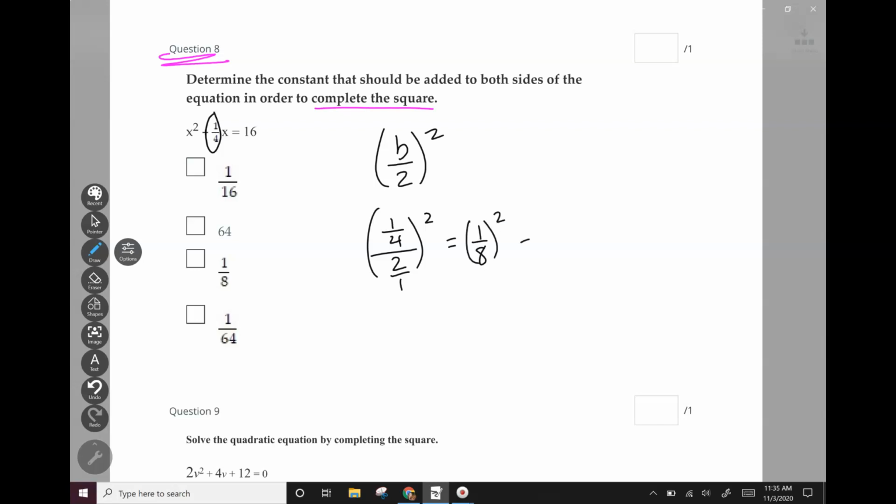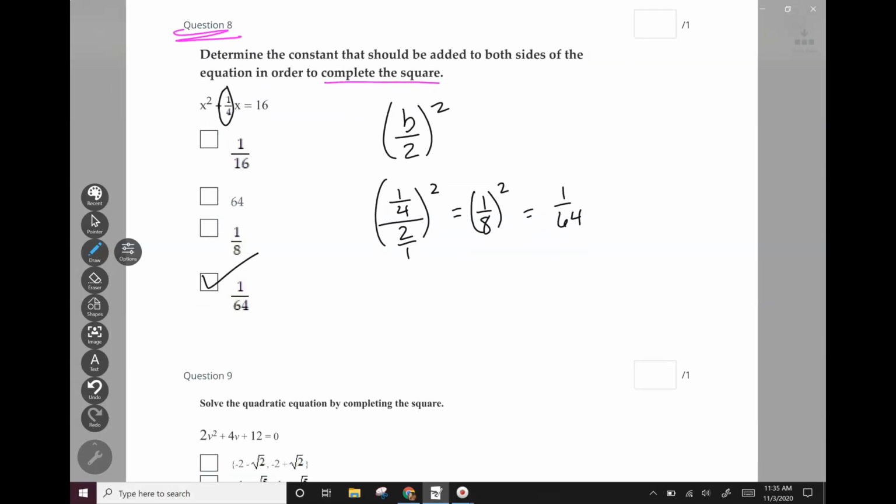And then we're squaring that. So square the top and the bottom. 1/64. Okay, so b divided by 2, squared is how you get the constant that you should add to both sides in order to complete the square.